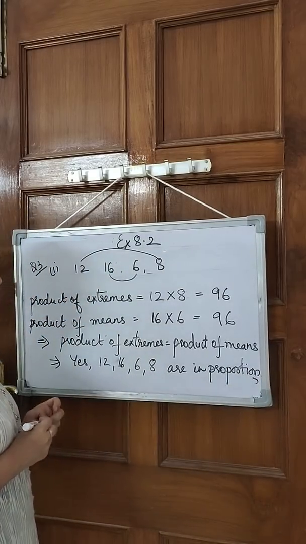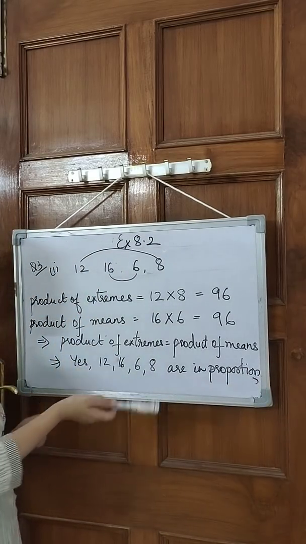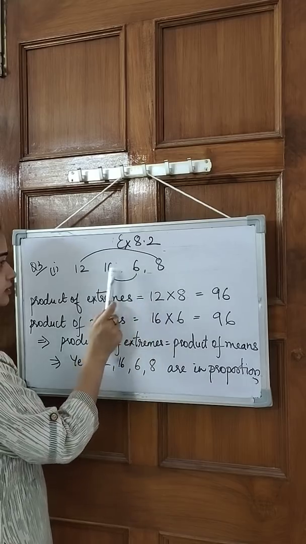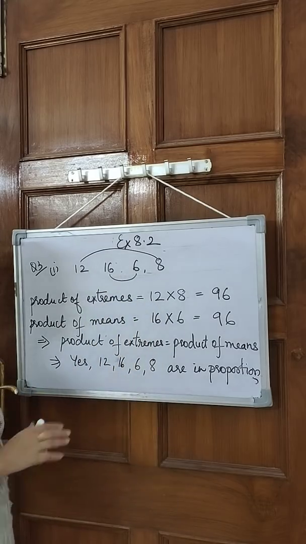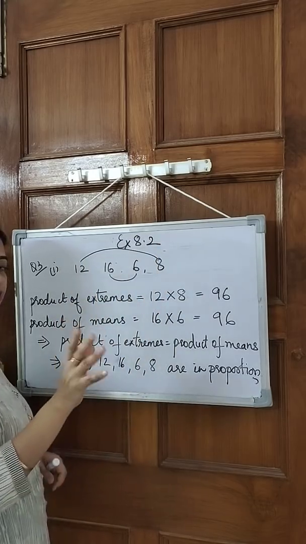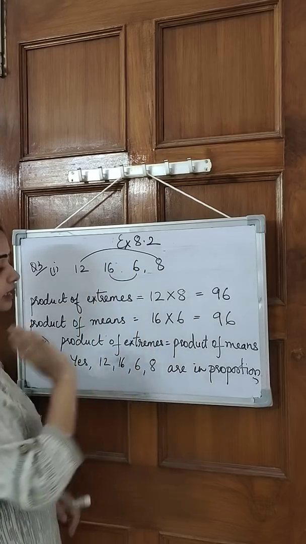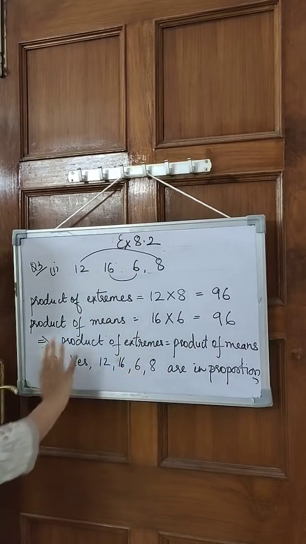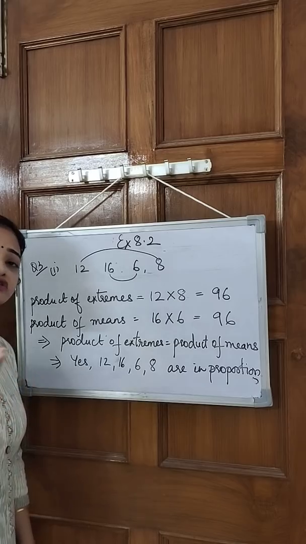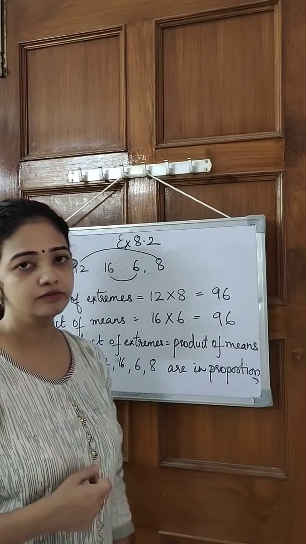Yes, so this is also a very easy method. This in this, this in this. Everywhere you can use the same method. You take the extreme numbers, multiply them, you take the middle numbers, multiply them. If the answer is coming same, then they are in proportion. If the answer is not coming same, simple, they are not in proportion.